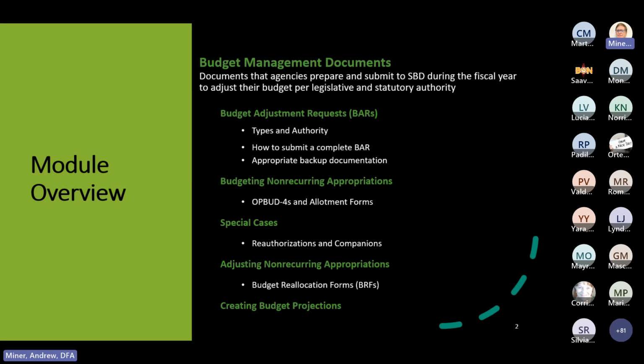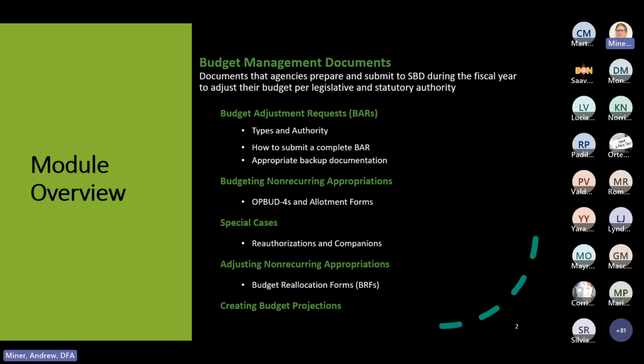The main type of these is the budget adjustment request, or BARs. That's the most in-depth one, definitely the one we'll be spending the most time with this afternoon. We'll be talking about the types of BARs and authority, how to submit a complete BAR, and appropriate backup documentation. Then we'll be talking about how to budget non-recurring appropriations. Those are done through OPUD 4s. And if they're general fund or a computer fund, then you also need to submit an allotment form for those.